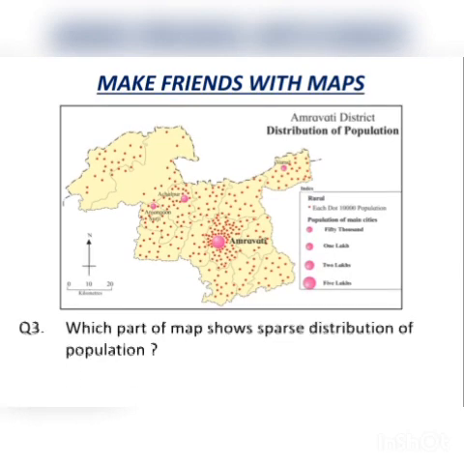The next question is, which part of the map shows sparse distribution of population? Students, sparse means very less. And if you see in the map, there is a part having very less population. Yes, it is towards the north. So we can see sparse distribution of population in the northern part, or we can say the northwestern part of the district.